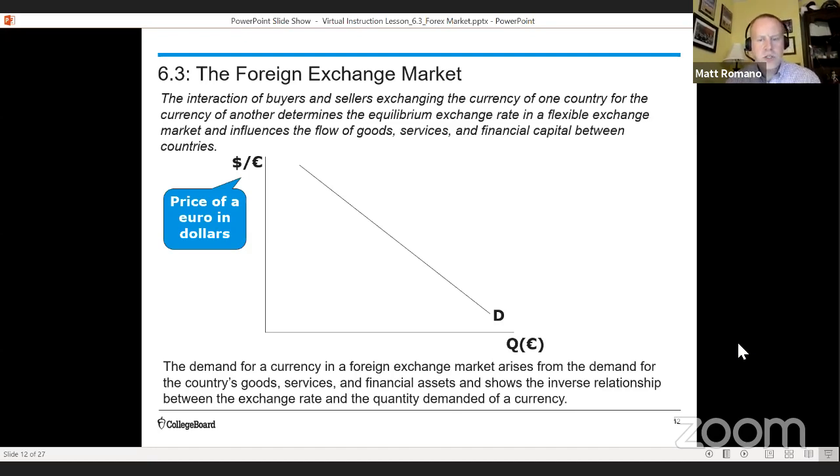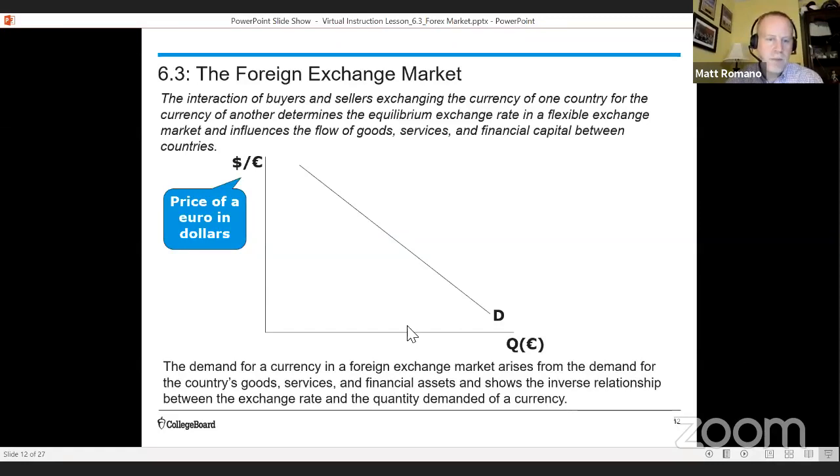In the product market, we showed the market for apples, and we said on the y-axis, we are always showing the price in dollars per unit. In that case, it was dollars per apple, how many dollars it takes to purchase one apple. We're doing the same thing here, but instead of buying apples, we're buying euros. So on the y-axis, what we're showing would be the price of a euro in dollars, how many dollars it takes to purchase 1 euro.